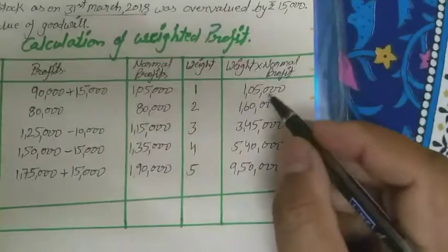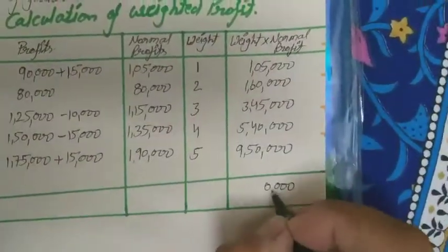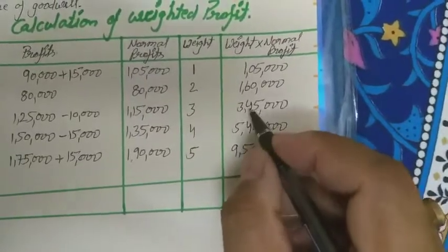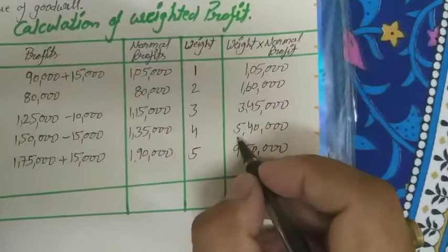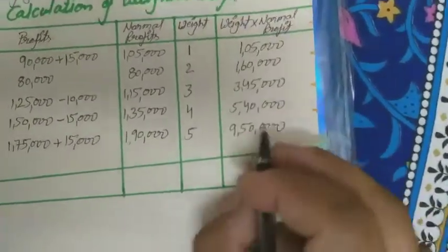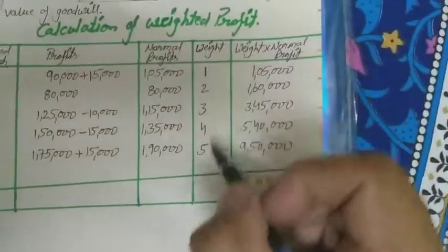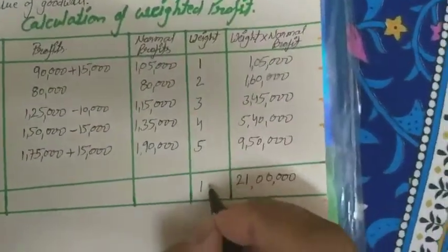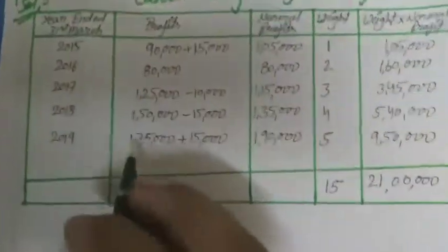And now if we total this, it is equal to 21 lakh. Okay, and the total of the weightage will be 15.